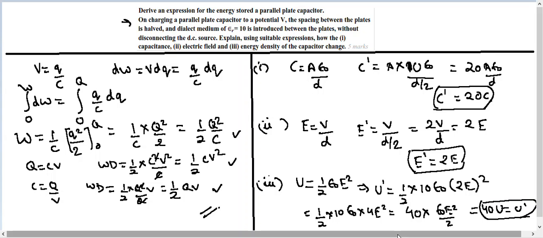So in such kinds of questions, we just have to know the correct formulas and what is getting changed. Just follow a step-by-step procedure and you will easily be able to do it.